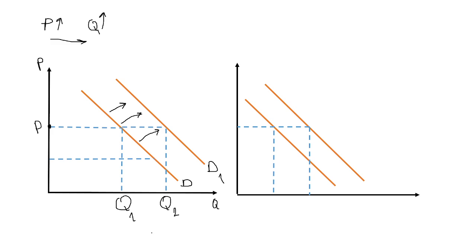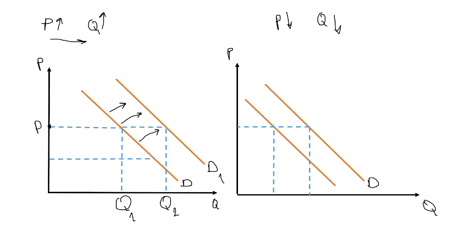Let's look at the second scenario together. When the price of substitutes is decreased, meaning the price of Pepsi-Cola is decreased, it leads to a decrease in the demand for the original product, in our case Coca-Cola. Here we have the next figure for demand, with price on the y-axis and quantity on the x-axis, and we also show the original demand here.